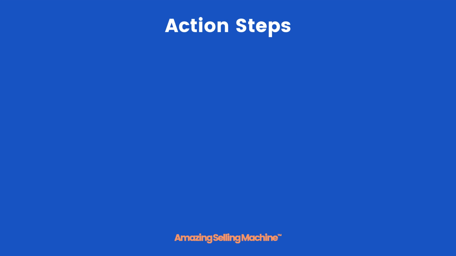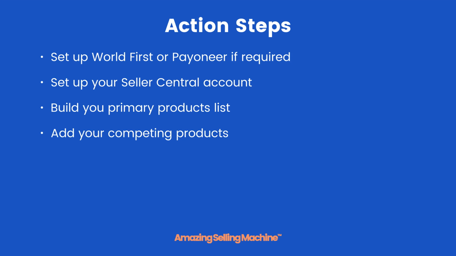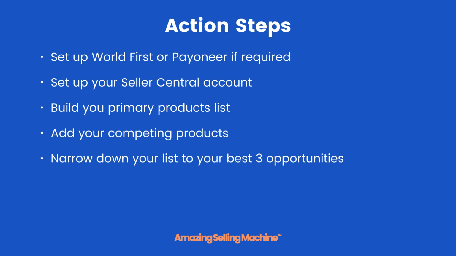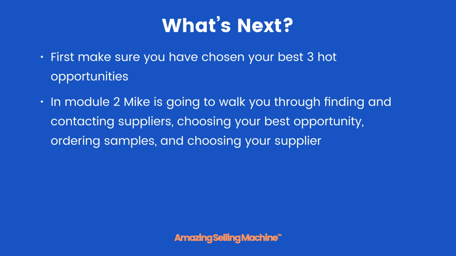So your action steps for Module 1. Set up World First or Payoneer if required, set up your Seller Central account, build your primary products list, add your competing products to that list, and finally narrow down your list to your best 3 hot opportunities. So what's next? Well, first make sure you have chosen your best 3 hot opportunities. Then in Module 2, Mike is going to walk you through finding and contacting suppliers, choosing your best opportunity, ordering samples, and choosing your supplier.